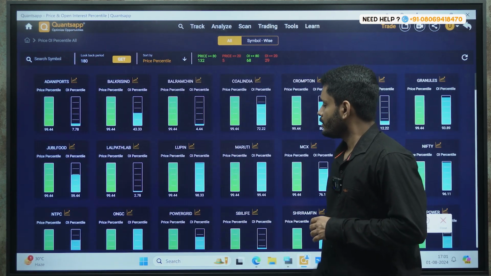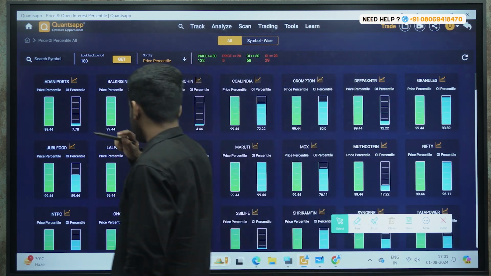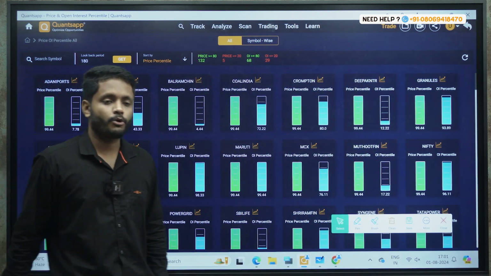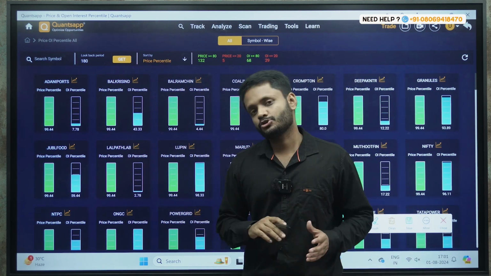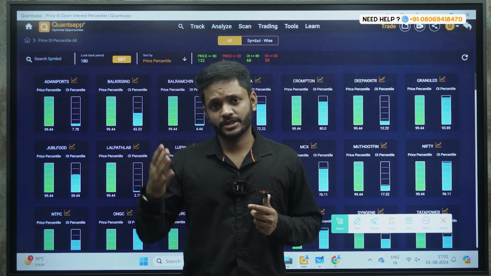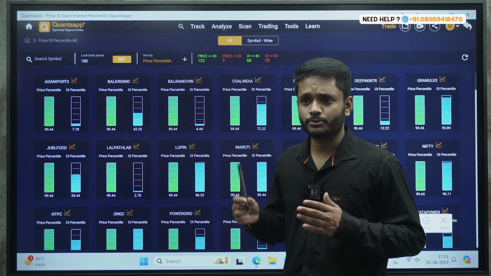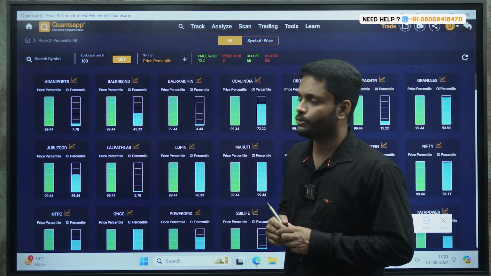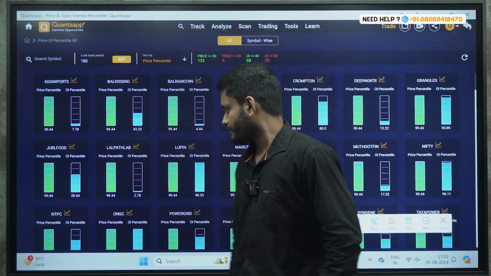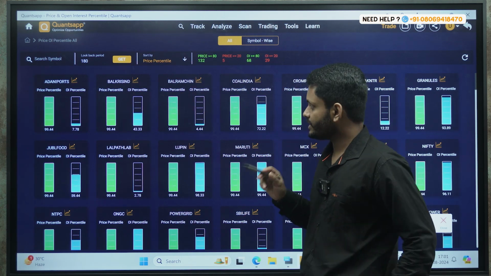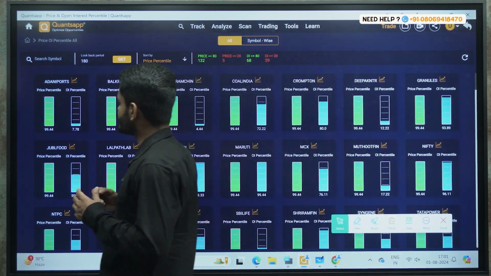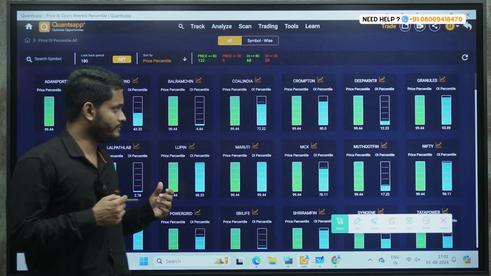Okay, so now my question to you is, is it manually possible for you to go and check out the data of each and every stock, like which stock is approaching its previous swing high or which stock is approaching its previous swing low? So it is manually not possible to go and check, correct? So this price percentile will help you to gauge whether the stock is trading near to its previous high or whether it is trading near its previous low.